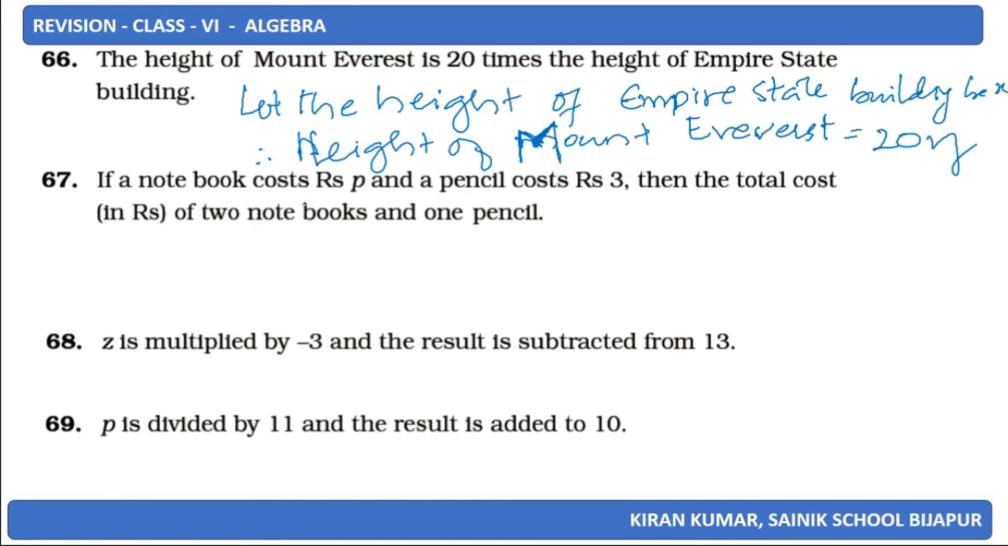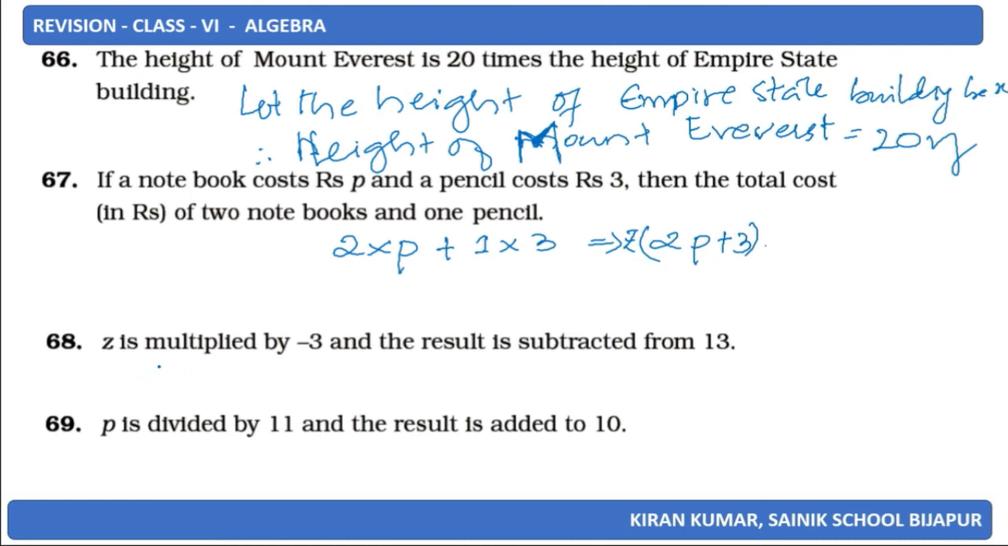67th, if a notebook costs rupees p and a pencil costs rupees 3, then the total cost in rupees of 2 notebooks, which is 2 times p, plus 1 pencil, which is 1 times 3, is 2p plus 3. This will be in terms of rupees.